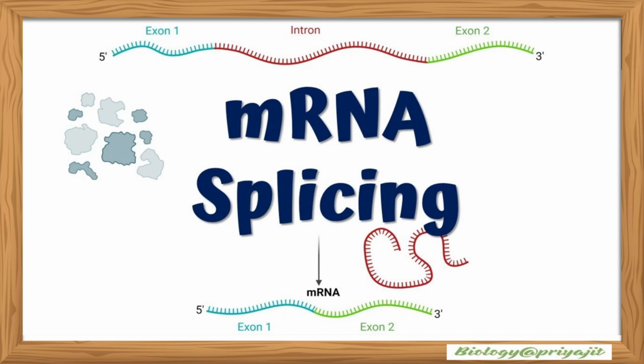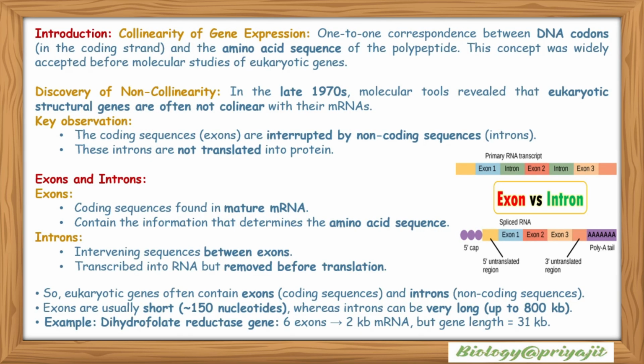Today we will explore mRNA splicing, the molecular cut and paste that removes introns from the mRNAs, joins exons, and creates a ready-to-read mRNA for translation or protein synthesis.